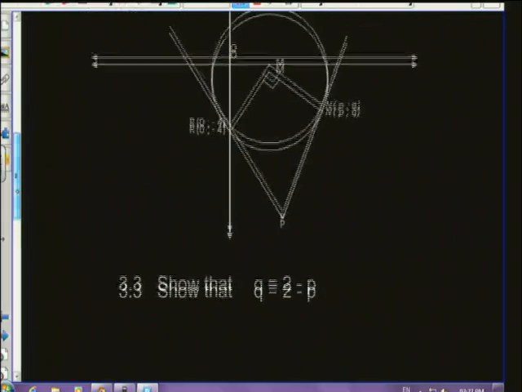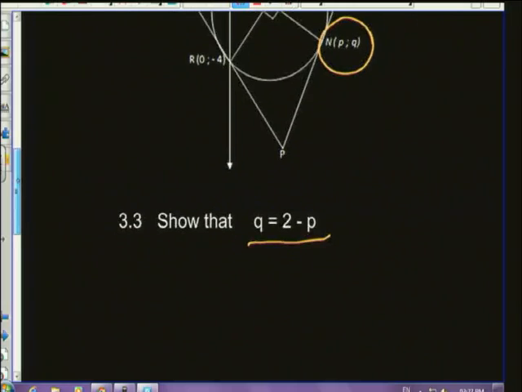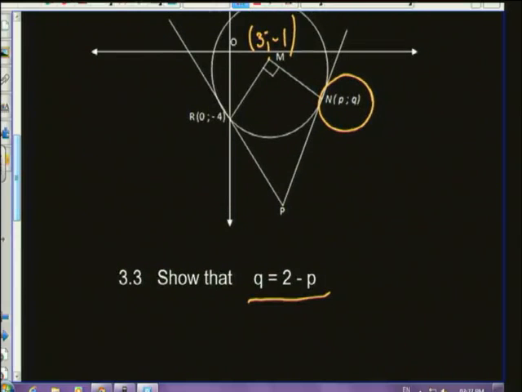We now need to show that Q is equal to 2 minus P. So we need to worry ourselves about point N now. Let me just write the coordinates of M again. 3, negative 1. It helps to write these things down so you don't forget, because we need them to work out the next question. Right. We see that that little square means that MR is perpendicular to MN. So it brings us to the relationship of gradients of perpendicular lines. I know the gradient of MR. We calculated it to be equal to 1.